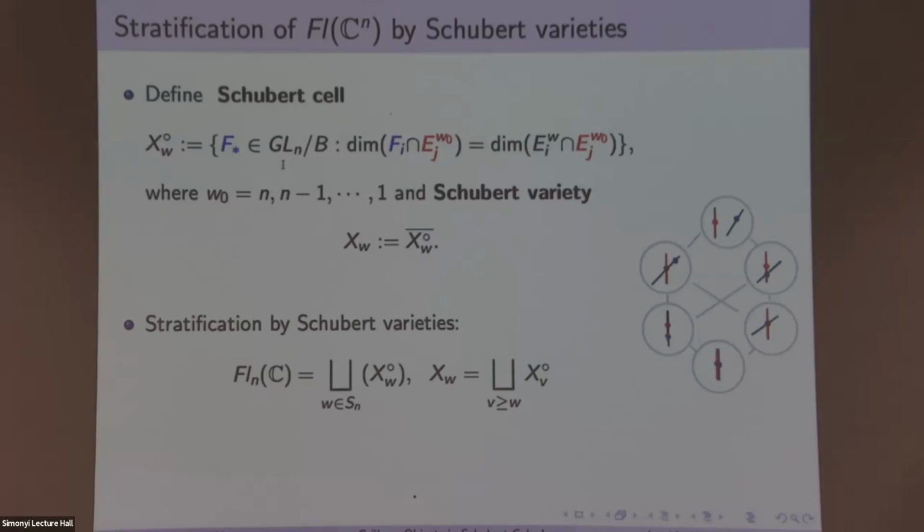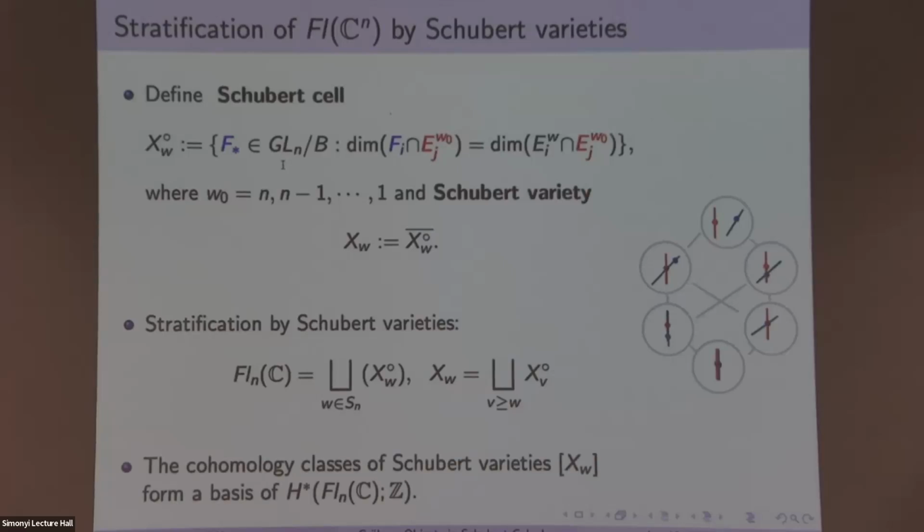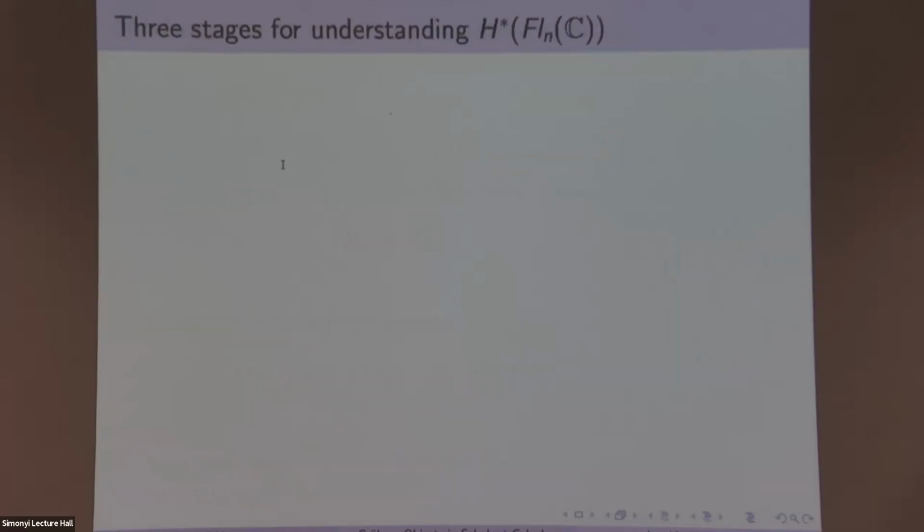The natural inclusion induces an order on the permutations, and this can be taken as a geometric definition of the strong Bruhat order of permutations. Okay, and one significance of Schubert varieties is that the cohomology classes of these Schubert varieties form a basis of the cohomology ring of the complete flag variety. This comes from the stratification. So now I have a ring with a basis.